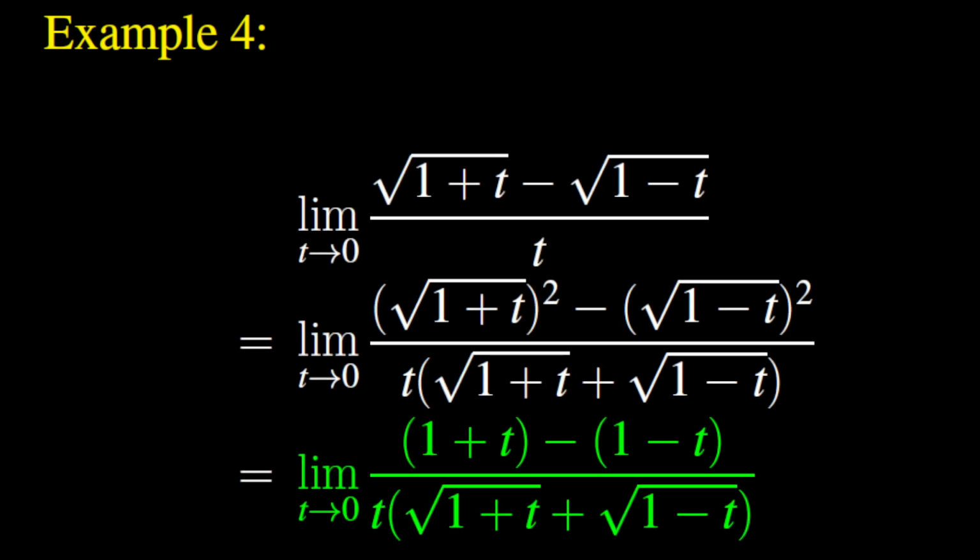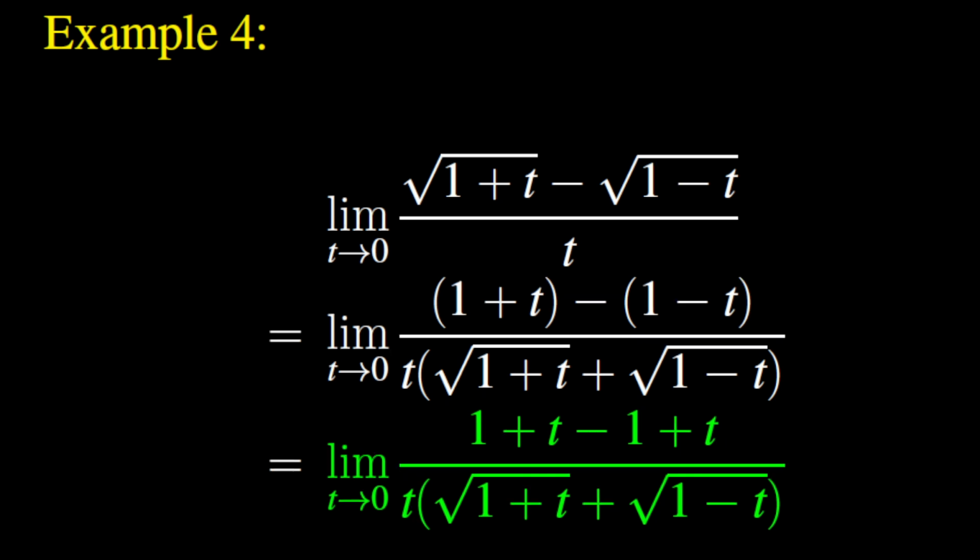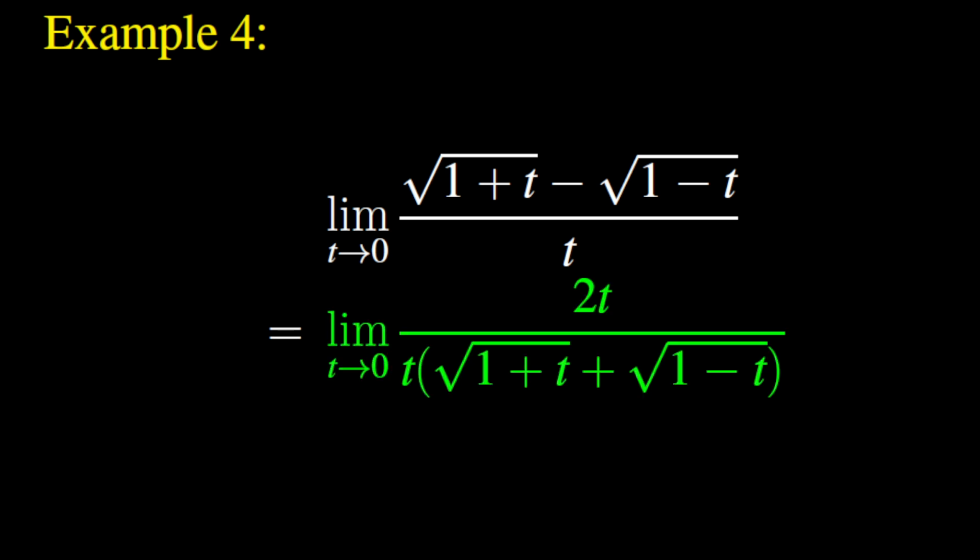Using the fact that the square root and the square are inverse functions, the numerator can be simplified as the quantity 1 plus t, minus the quantity 1 minus t. Which itself is just 2t because 1 and negative 1 cancel each other, because as you remove the parenthesis we have 1 plus t minus 1 plus t, which is 2t. So the new numerator is 2t and the denominator remains unchanged. In sum, the newly simplified expression is 2t divided by the expression t times the square root of 1 plus t, plus the square root of 1 minus t.